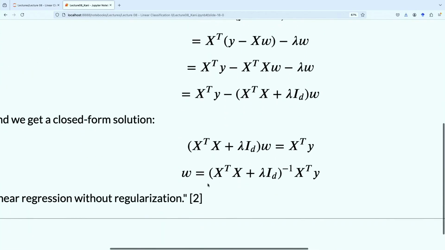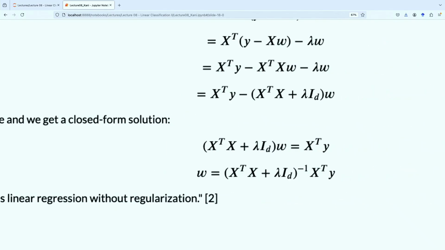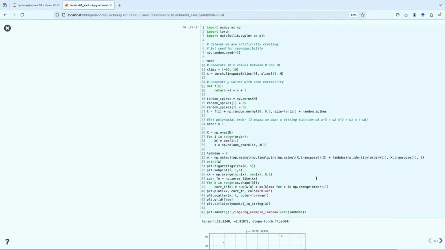And eventually we get to a point where we see that w is equal to x transpose x plus lambda times the identity matrix, inverse, times x transpose y. Okay? That is our new loss function solution. And so that's all well and good, but let's see how it works if we test it out.